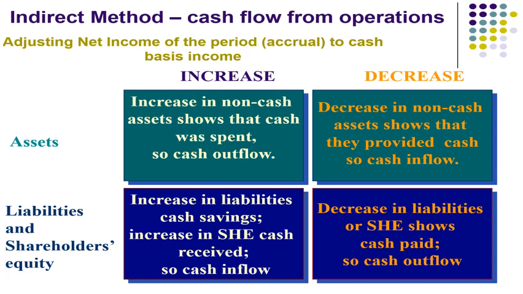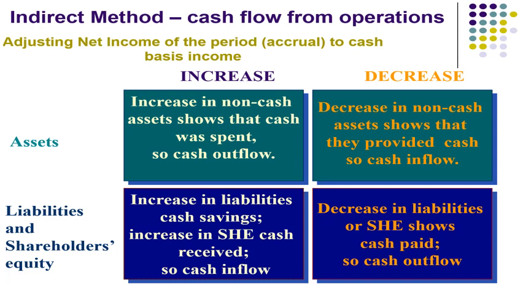Then decrease in assets shows that it is a cash inflow. How? We are selling some of our assets. Maybe you sell your car, maybe you sell your house, so you're getting money. That is a decrease in your assets. We come to the liabilities and the shareholders' equity.